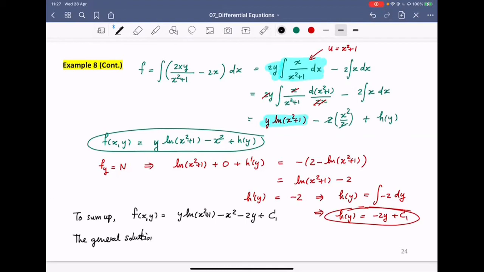General solution is f(x,y), which is this function, is equal to some constant c. Okay, done. This is how to solve the exact differential equation. Sounds good? I have a question in the chat.